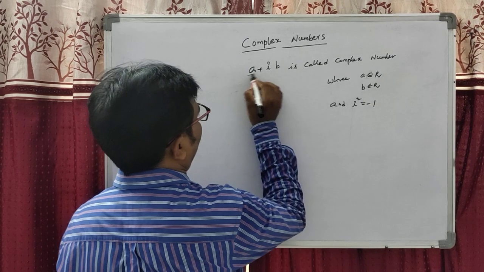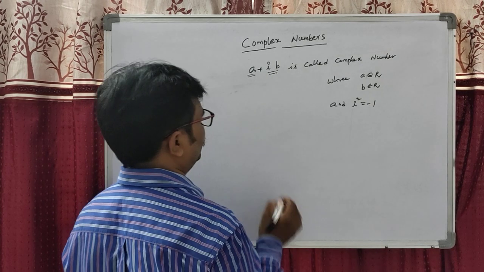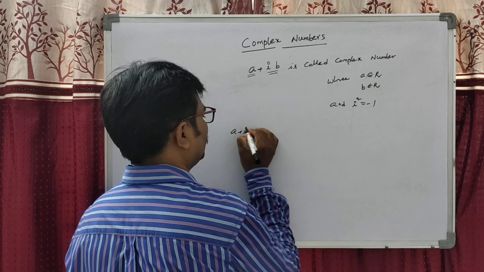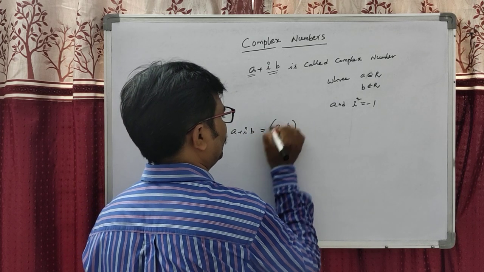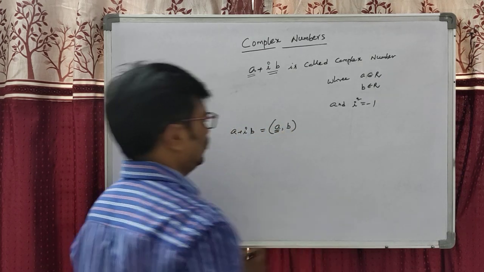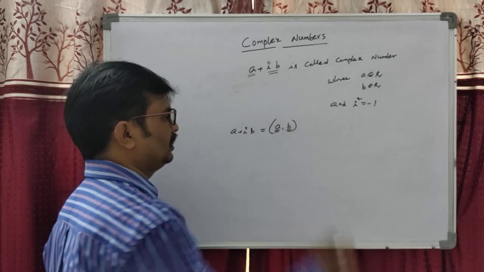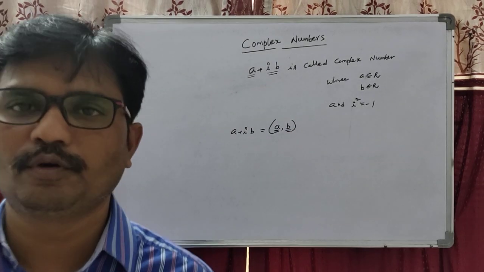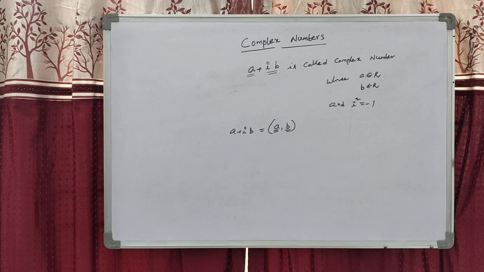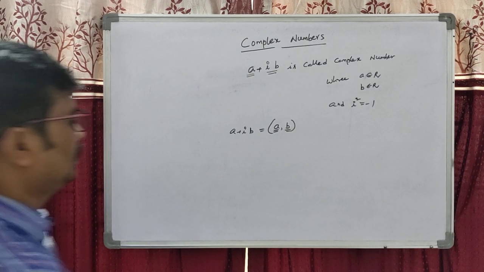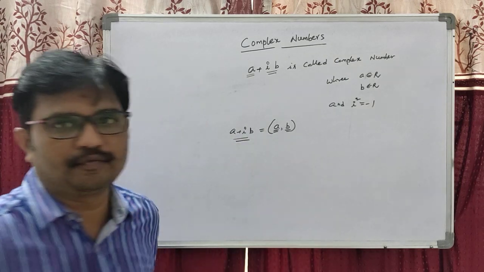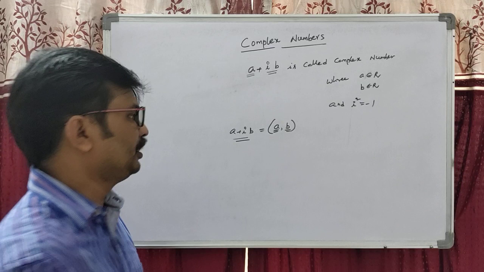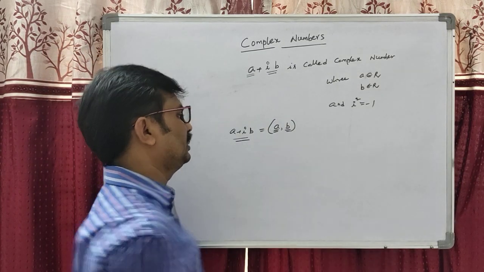This is the real part, this is the imaginary part. A plus ib can also be written as the ordered pair a comma b. The x coordinate is the real part, the y coordinate is the imaginary part. Therefore a is the real part, b is the imaginary part.